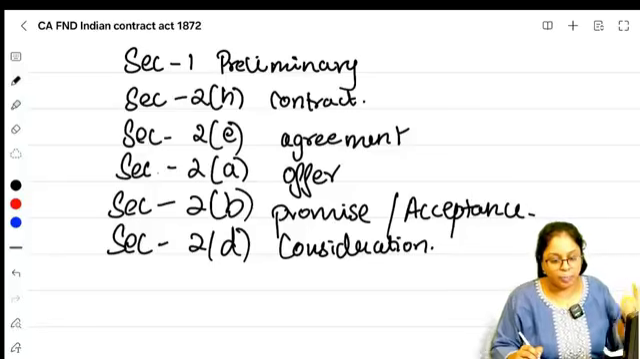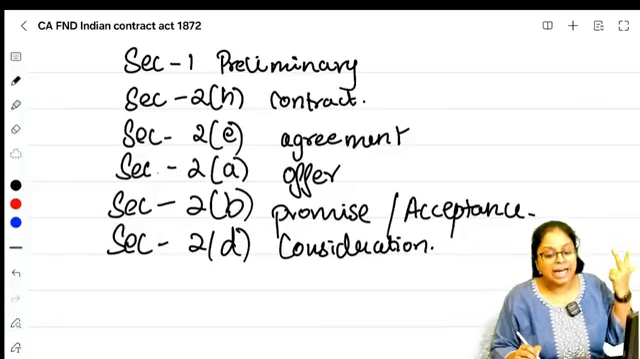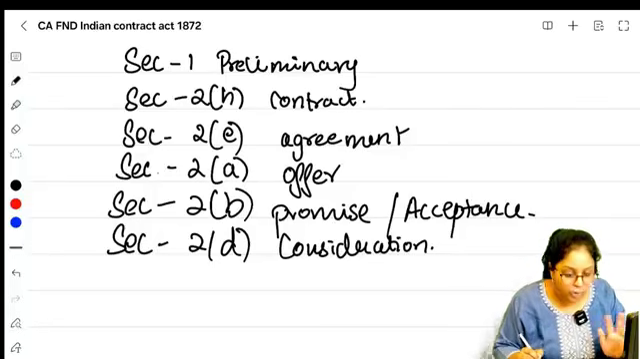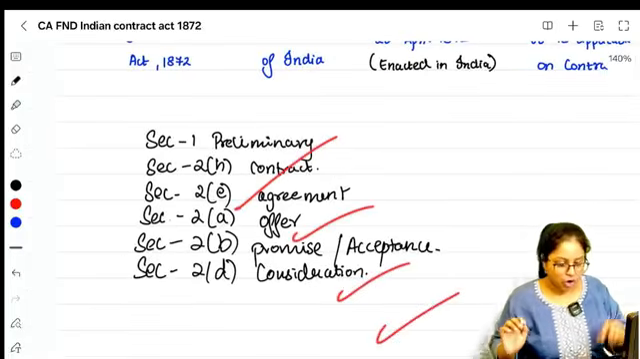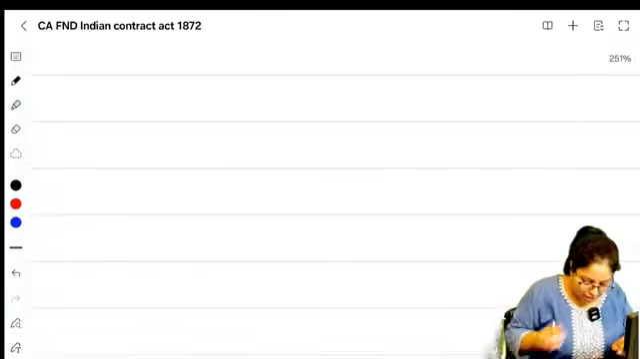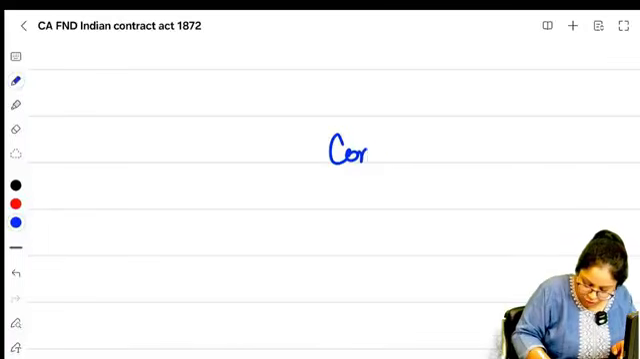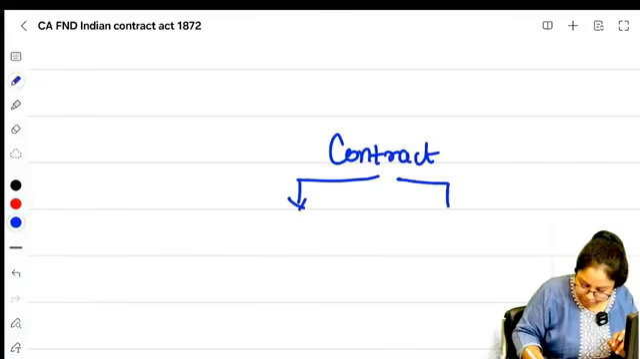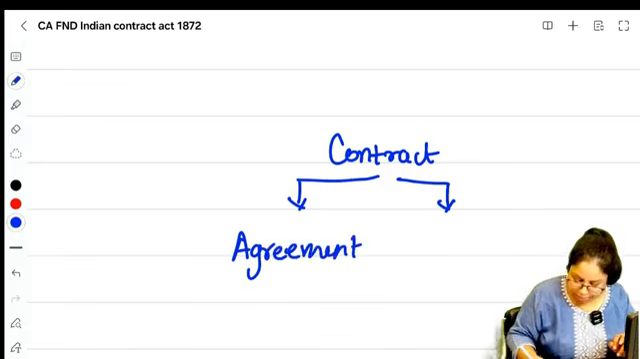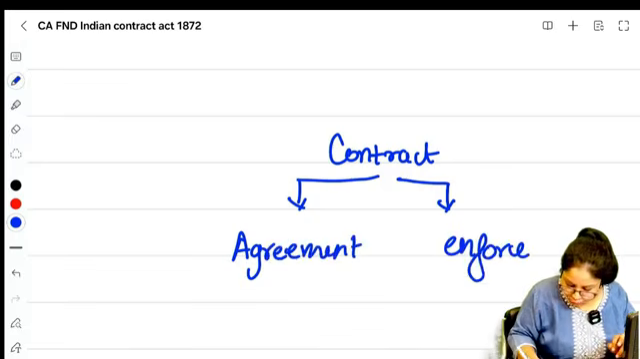So 2A, 2B, 2D, 2E, everything is done. 2H is done. Is that absolutely clear? If I have to put it like a chart, like an equation, I'll put it like this. Contract has two things. Draw this. Agreement plus enforceability.